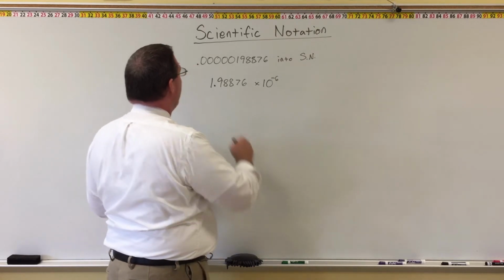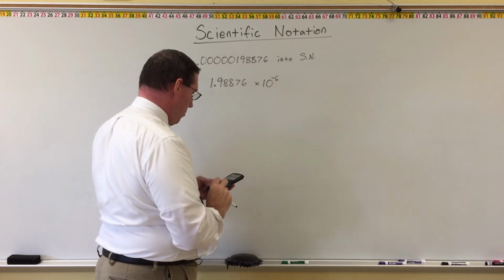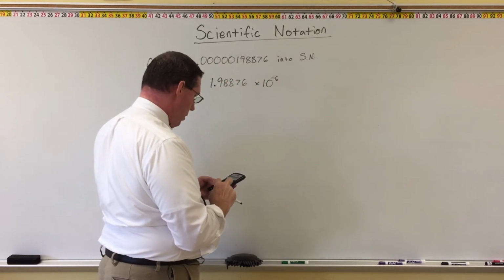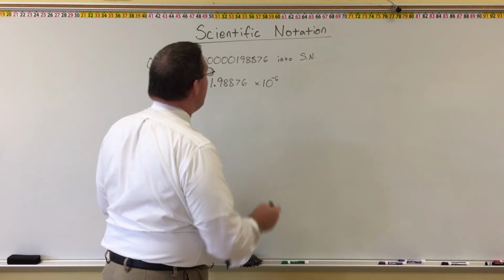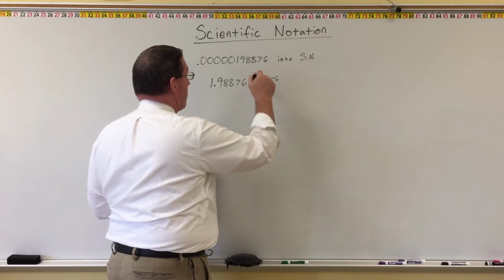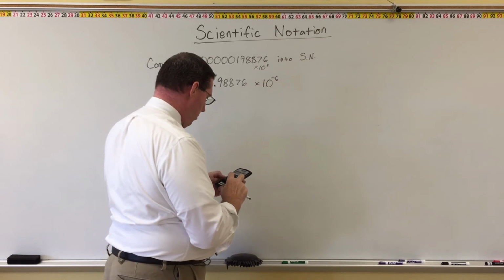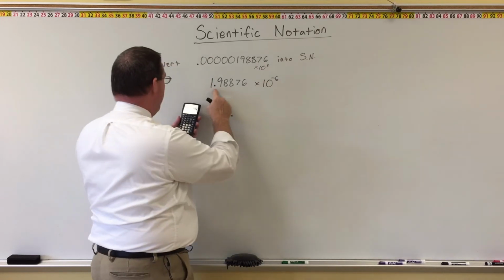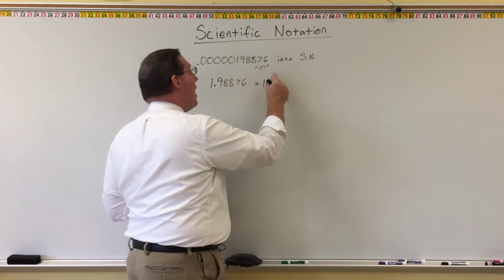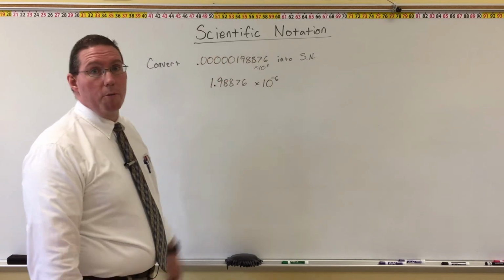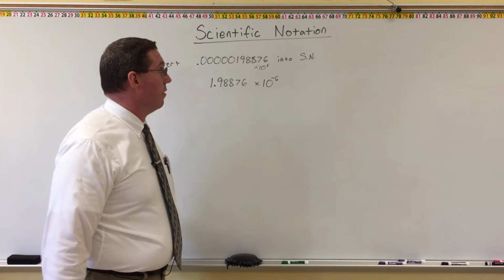Now let's do the way that I explained before. So we're going to put in 0.00000, so that's 5 zeros, 198876. And then I said we're going to multiply that by 10 to the 6th, so times 10 to the power of 6, and it gives us 1.98876. And then we say times 10 to the negative 6. Why? Because this number is smaller than 1. So this is converting a number smaller than 1 into scientific notation.